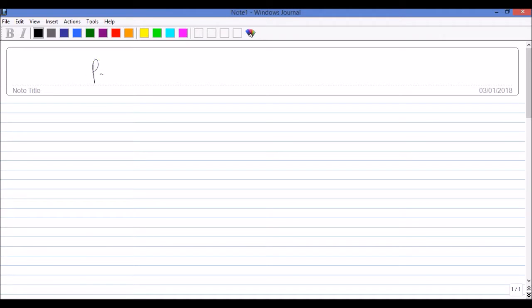So here I am going to start with process costing part 2, and in this I am going to cover the equivalent production, and this I am going to cover by the weighted average method.